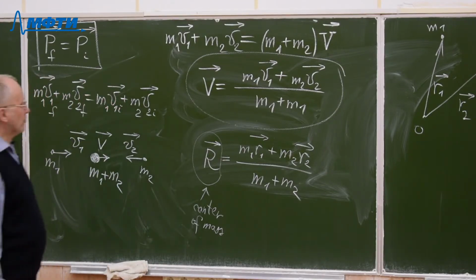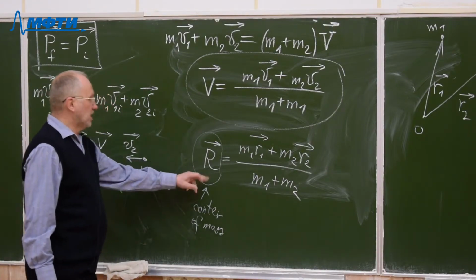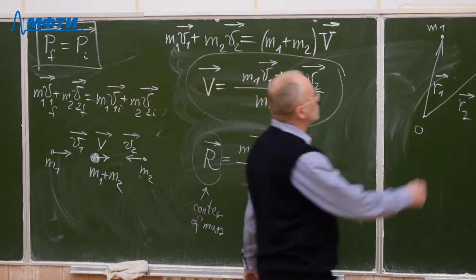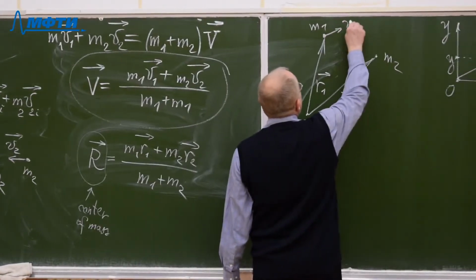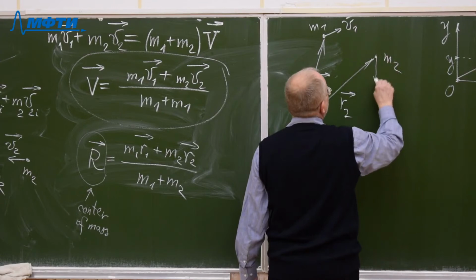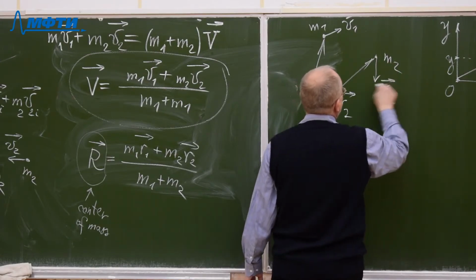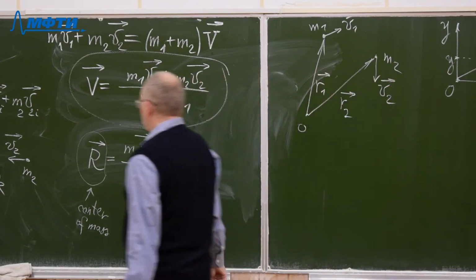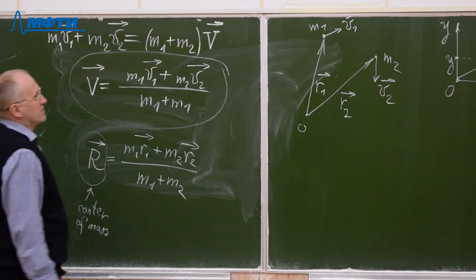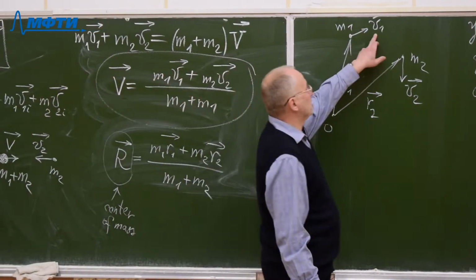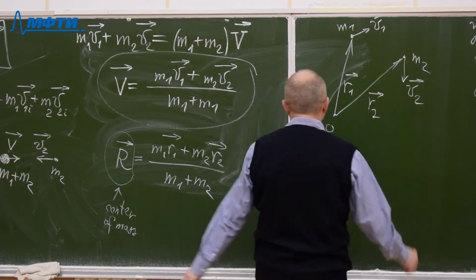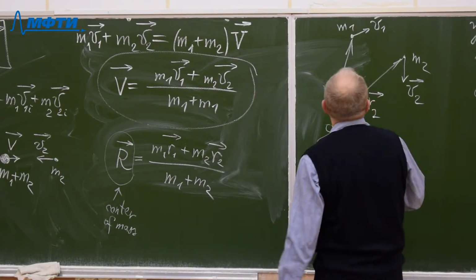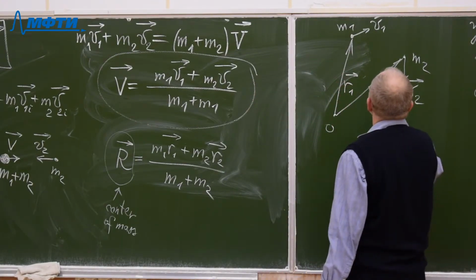Why is the center of mass important? Because when particles move at arbitrary velocities, we recall what a velocity is. A velocity is the rate of change of coordinates.